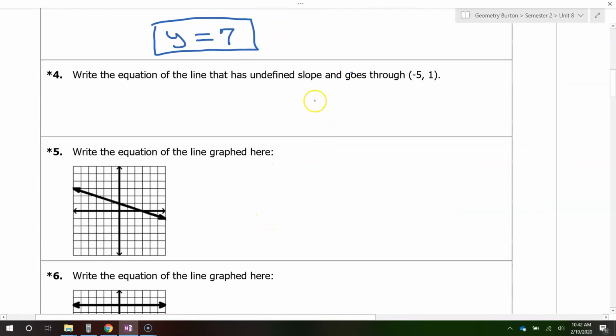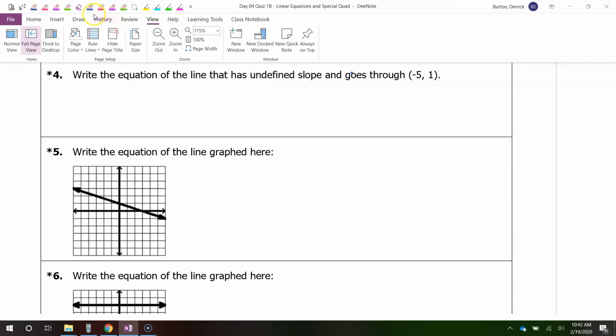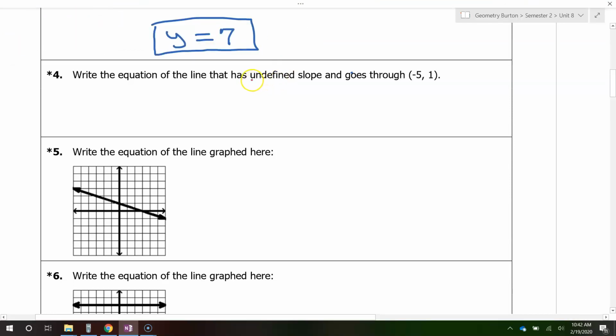Okay, write the equation of the line that has an undefined slope and passes through this point. Well, undefined slope means that it's vertical. So we just need to make that translation. Vertical lines have undefined slope. That means it's going to be x equals something. And again, the x value is right here, so it will be x equals -5.